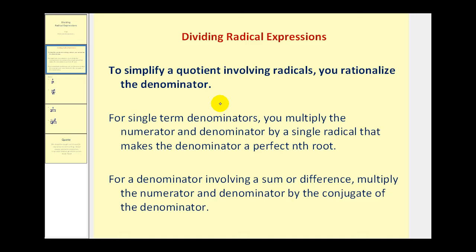Here's what we'll do. For a single term denominator, we will multiply the numerator and denominator by a single radical that makes the denominator a perfect nth root. If the denominator involves a sum or difference, then we'll multiply the numerator and denominator by the conjugate of the denominator. Let's go ahead and try both types of these.